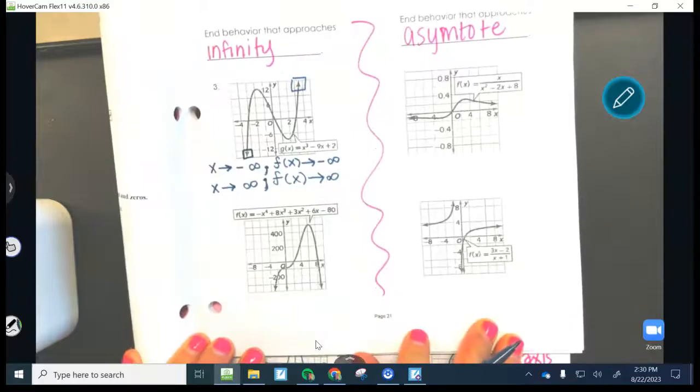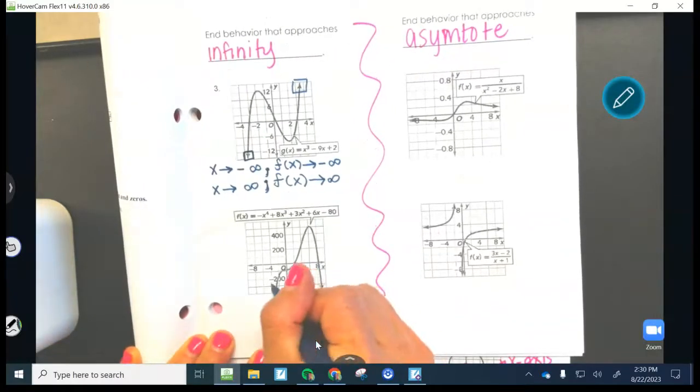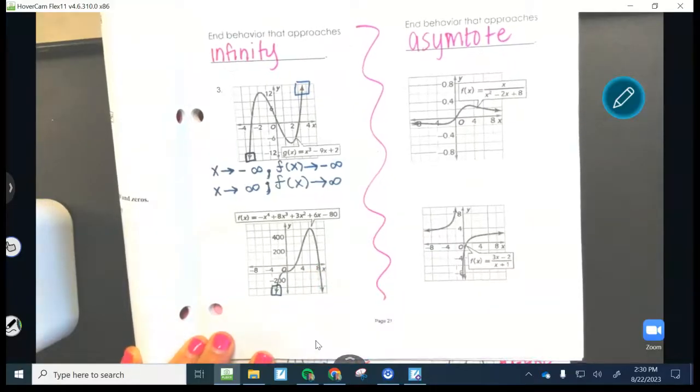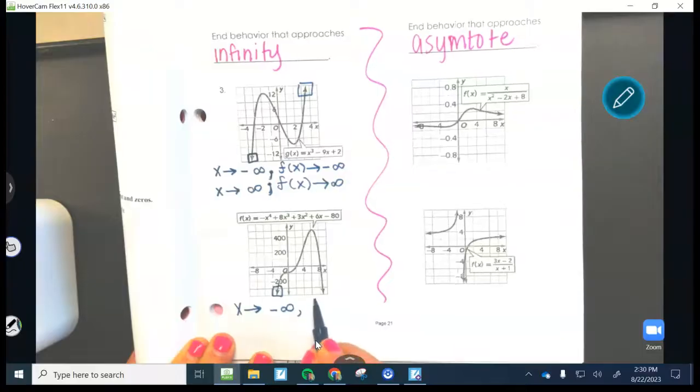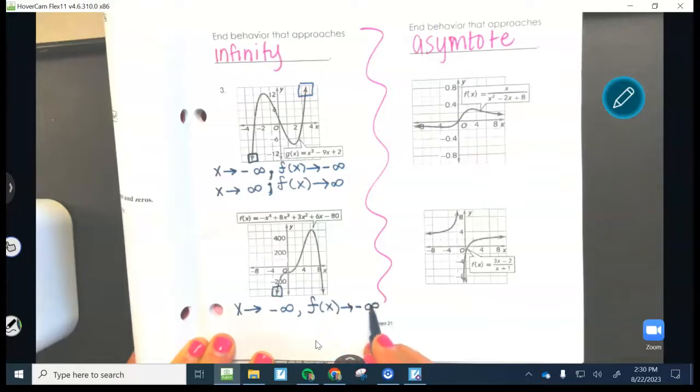Let's look at this instance down here. Here is my negative infinity symbol. So x is going to approach negative infinity. What's going on with those outputs? Still negative infinity. Great answer.